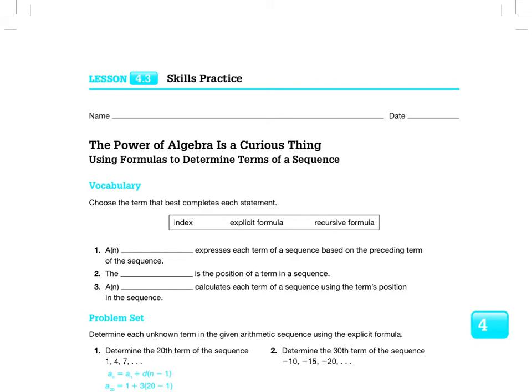First, we're going to write our name. This is the key. The Quinones. All right. Vocabulary. Choose a term that best completes each statement. Index, explicit formula, recursive formula.